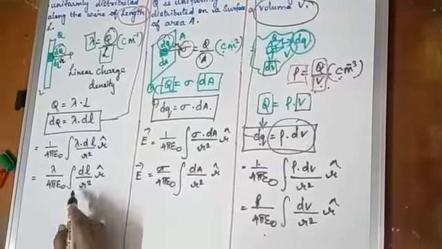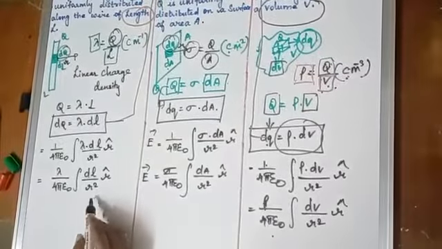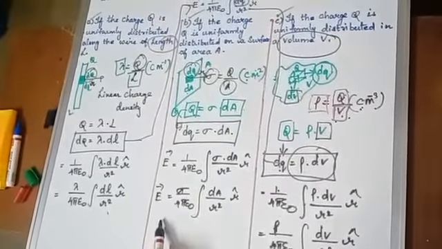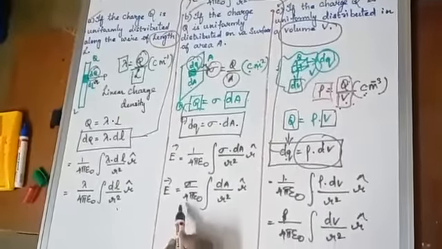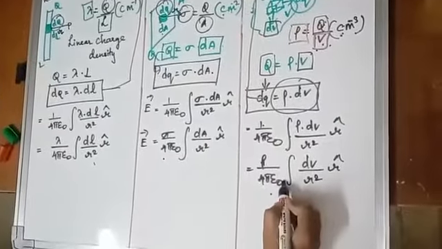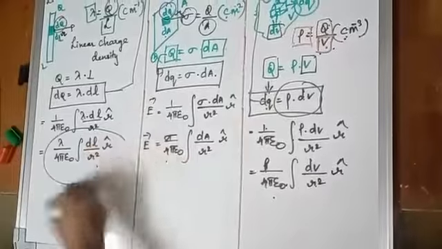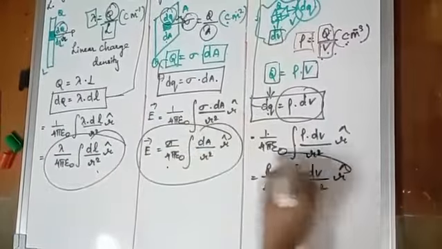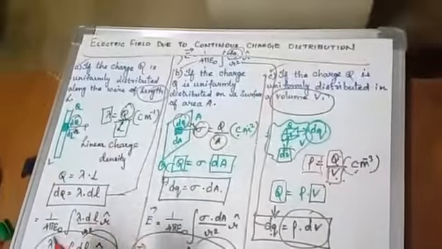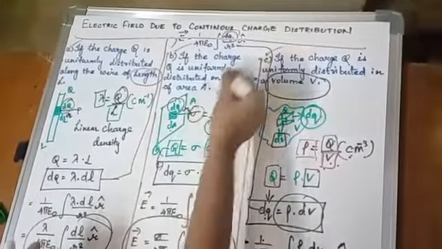So this is the electric field due to the line of total charge Q, this is the electric field due to the total charge on area A, and this is the electric field due to a volume of total charge. These are the three cases of electric field due to continuous charge distribution, which are derived with the help of this equation.